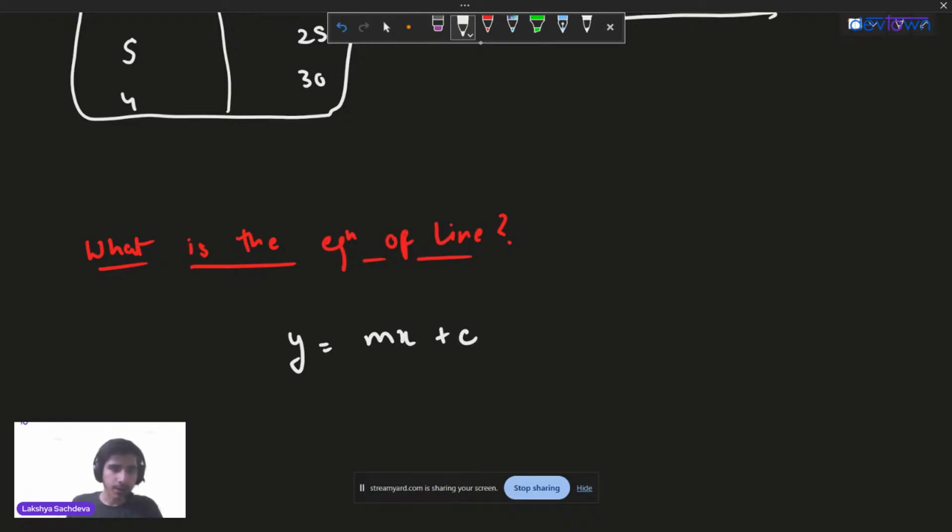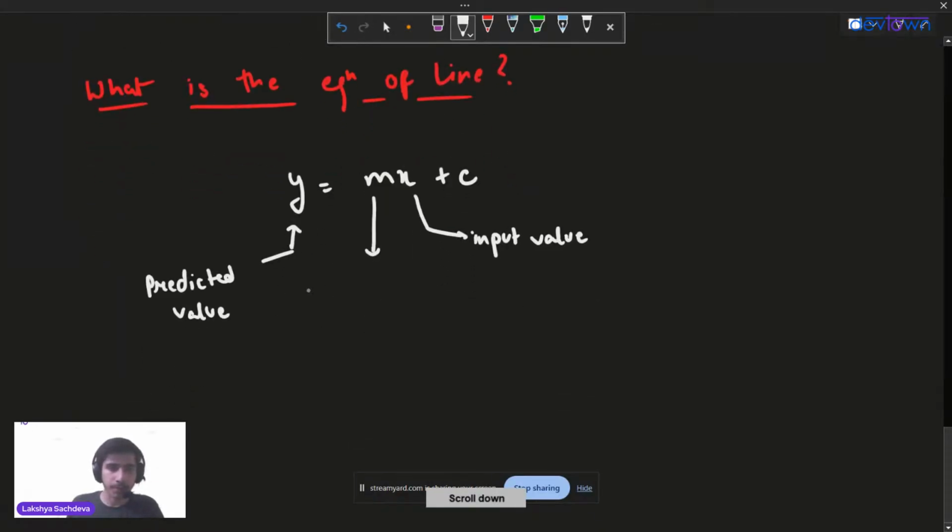Okay, sir. What is this y over here? This y is the predicted value. What is this x over here? X is the input value. What is this m over here? M represents the slope. What is this c over here? This c is the intercept.